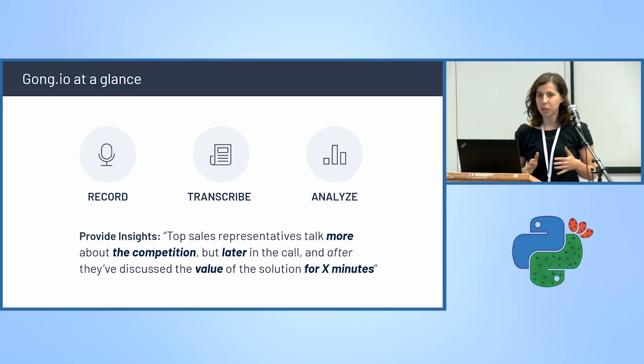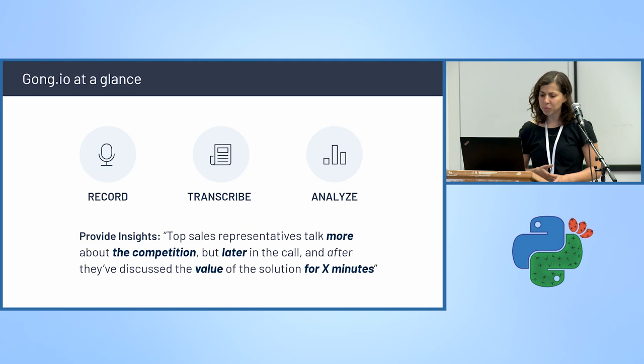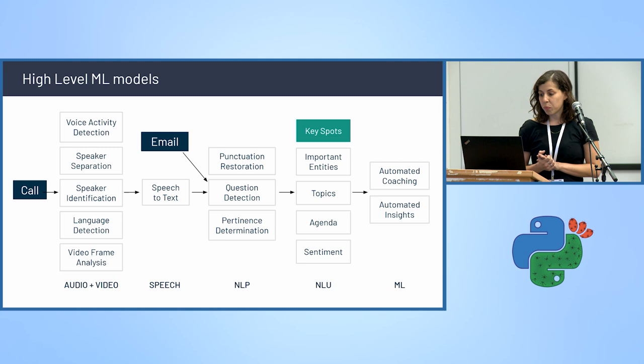First, I'll give you a little bit of context. Gong analyzes business transactions, mostly geared towards sales teams and customer success. We record, transcribe, and analyze sales calls, and then we provide insights. For example, top sales reps talk more about competition later in the call after they've discussed value for such and such amount of time.